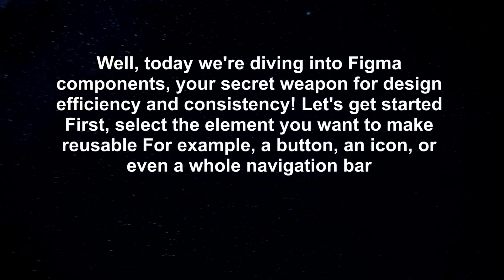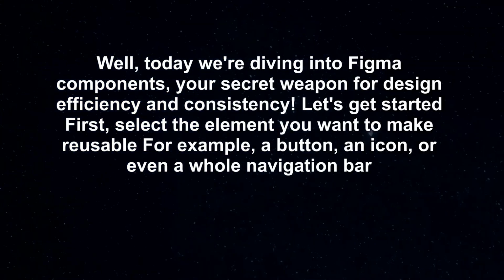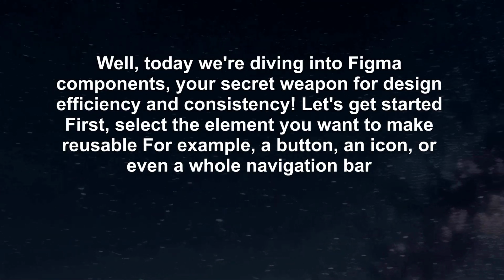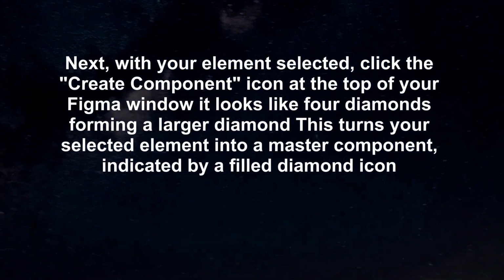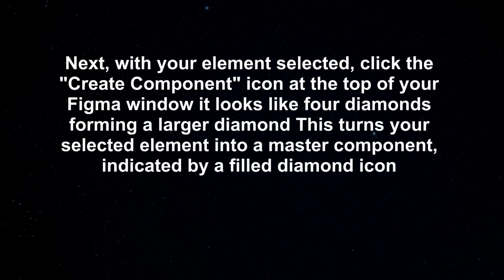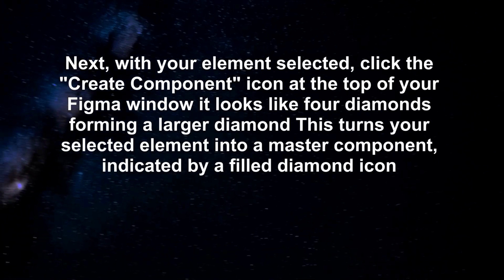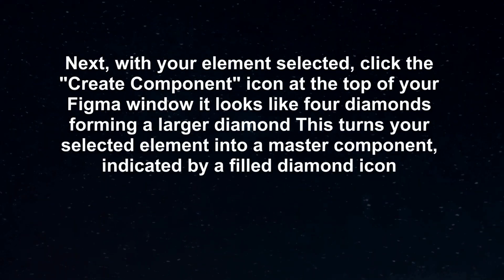Let's get started. First, select the element you want to make reusable, for example, a button, an icon, or even a whole navigation bar. Next, with your element selected, click the Create Component icon at the top of your Figma window. It looks like four diamonds forming a larger diamond. This turns your selected element into a master component, indicated by a filled diamond icon.